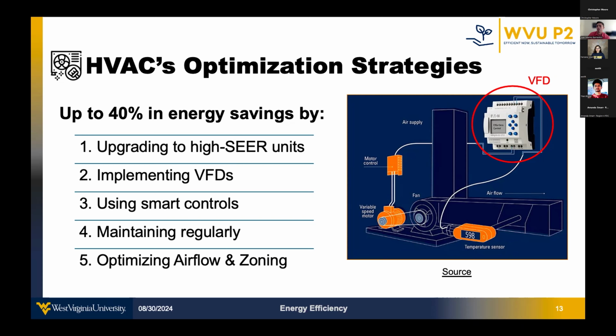Number 4 is, of course, regular maintenance. This is crucial for every industrial system, not only HVAC, for it to operate efficiently. Tasks like cleaning the filters, checking the ductwork, and ensuring proper insulation help maintain system performance and prevent energy waste. And then lastly, optimizing the airflow through proper system balancing and zoning ensures that each area of your facility receives appropriate heating or cooling without excess energy use.